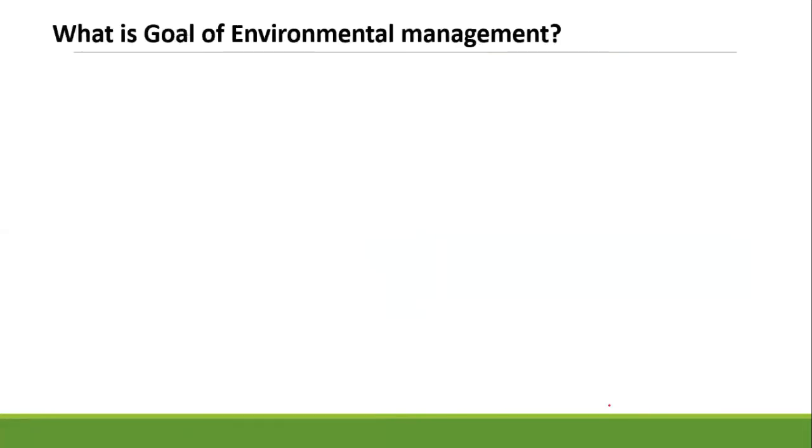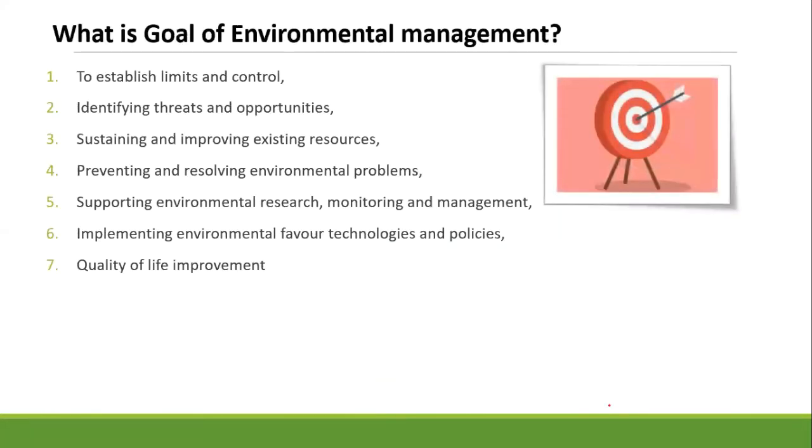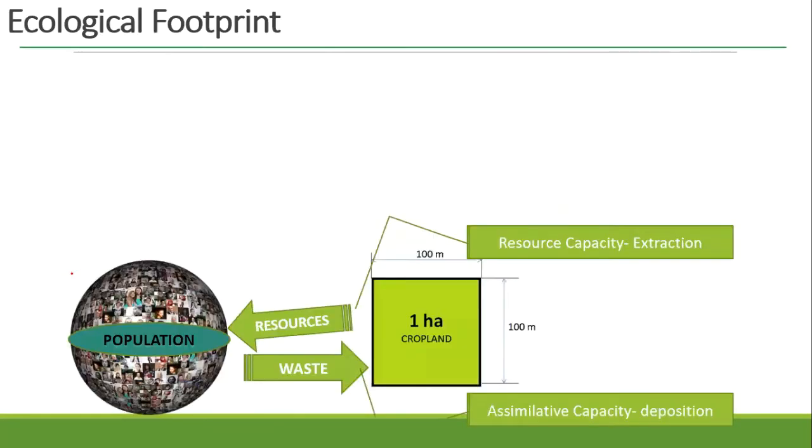So with environmental management, we have a goal to establish limits and control, identify threats and opportunities, sustaining and improving the existing resources, preserving and preventing the problems. So whatever we are getting, then we have to do research, monitoring, management. All that we have to do for the environment. Favorable technologies and policies we have to put forth. And the ultimate aim is that the quality of life should be improved for all of us, right?